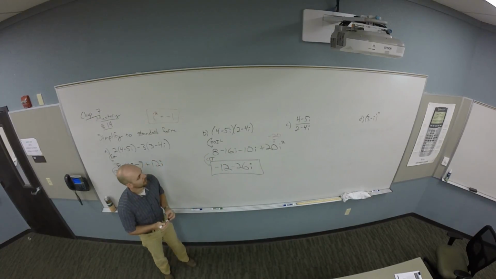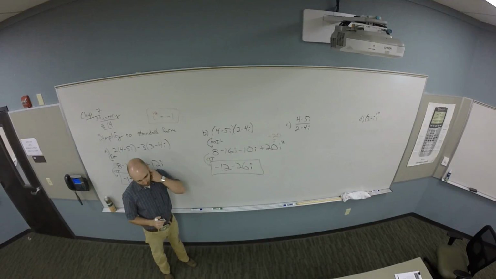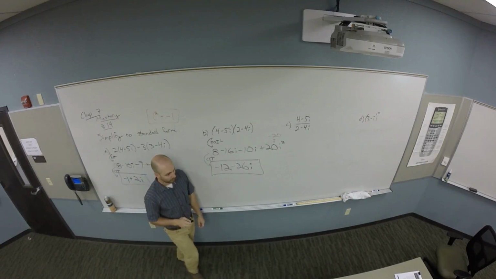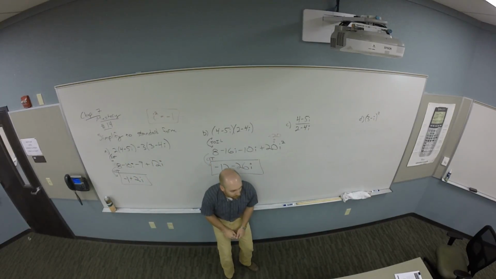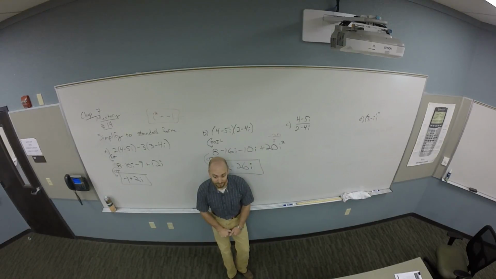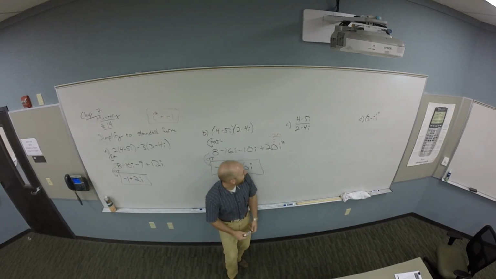Cool. All right, how about part C? Somebody else want to take a crack at reading part C? The quantity of 4 minus 5i is divided by the quantity of 2 minus 4i. Perfect. Very good. And loud enough I don't have to repeat. Cool. Good work.